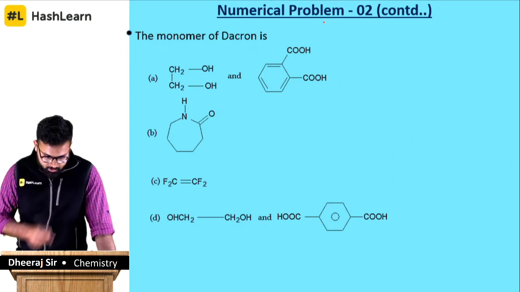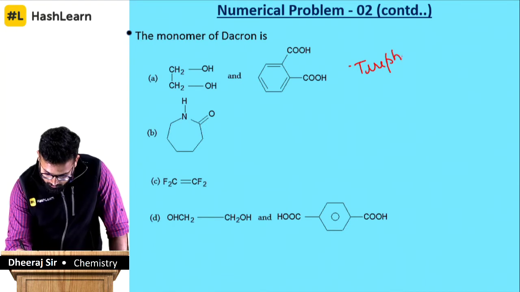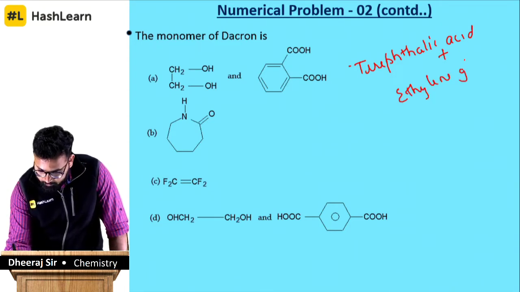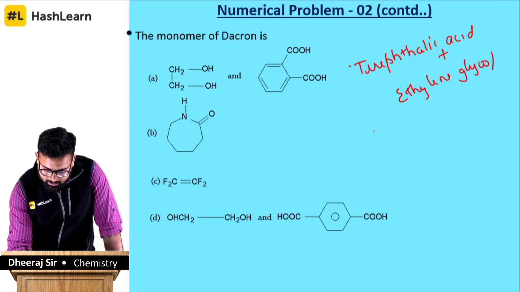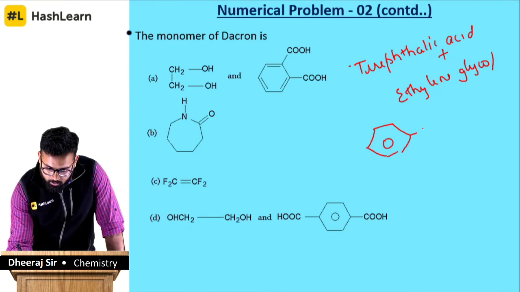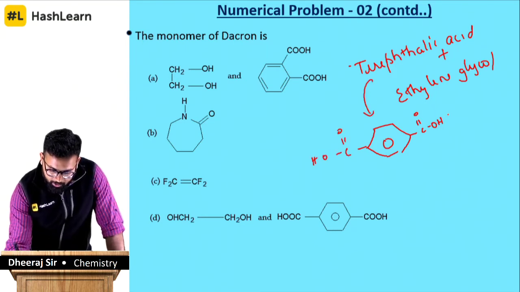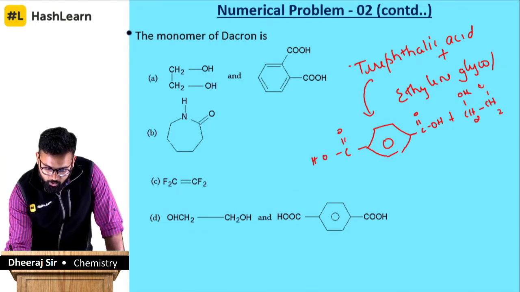Dacron. Remember guys, Dacron is formed from terephthalic acid and ethylene glycol. So if you want to know what terephthalic acid is, it is benzene 1,4-dicarboxylic acid. This is terephthalic acid. And I'm quite sure you know ethylene glycol. Ethylene glycol is CH2OH, CH2OH. It's a diol.